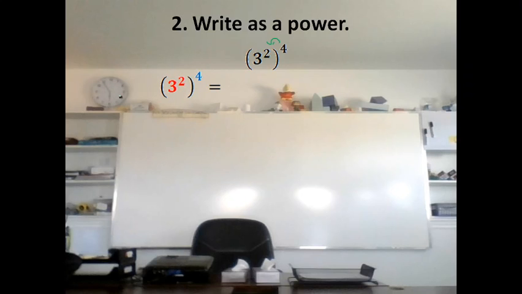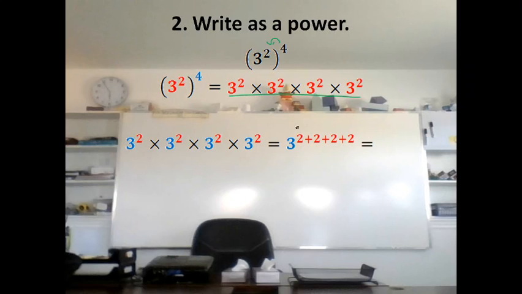So 3 to the power of 2 all to the power of 4 can be thought of as 3 to the power of 2 times itself 4 times. Now that we have 3 to the power of 2 times itself 4 times, we can use the exponent law for the product of powers that we learned about in the last unit. 3 to the power of 2 times 3 to the power of 2 times 3 to the power of 2 times 3 to the power of 2 equals 3, and we add the exponent of 2 all 4 times, which gives us 3 to the power of 8.